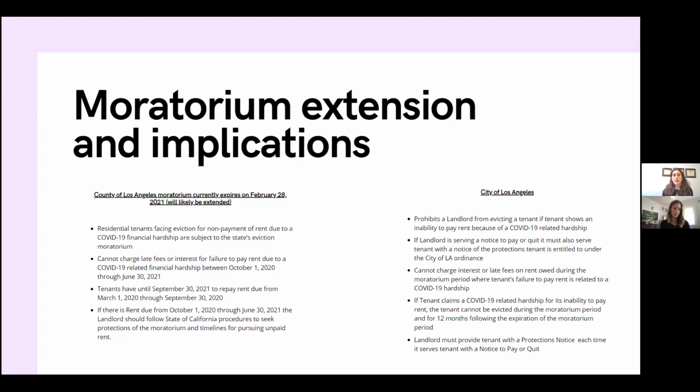At this point, I'd also like to mention that it's just important to keep an accurate tenant ledger of how much the tenant owes, if they've paid anything, if they have claimed a COVID-19 financial hardship, and to keep documentation if they had submitted any sort of declaration to you.